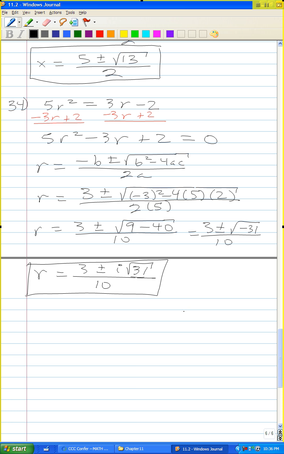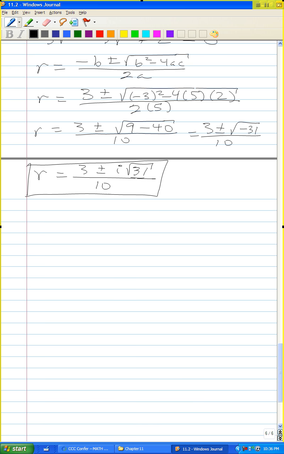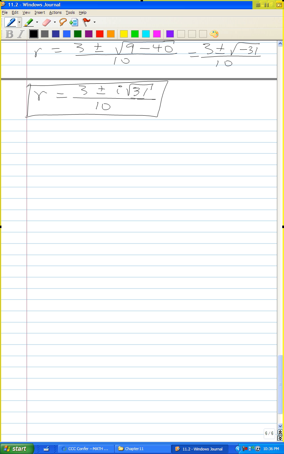Let me do problem number 50. So you must be aware that if you have a formula that you're using, then you have to be sure that the form from which the formula was derived has to be identical to that original form. And so let me do problem number 50.